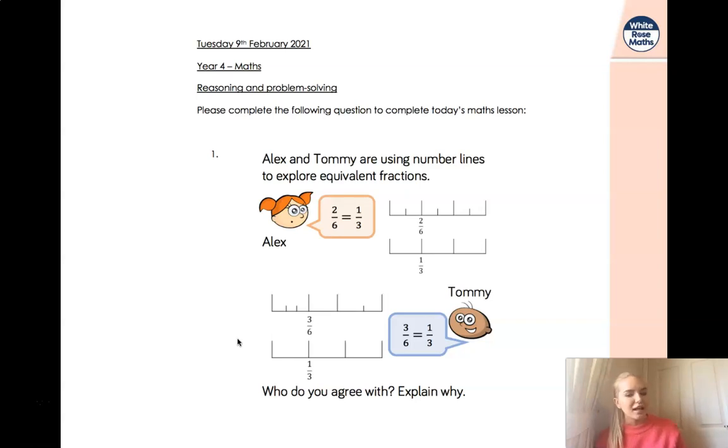And remember, if you think Alex is incorrect, you need to say what she's done wrong and what she needs to do better. And if you think Tommy was incorrect, you need to say what he's done wrong and what he should have done better. Okay, so that is your challenge for today.